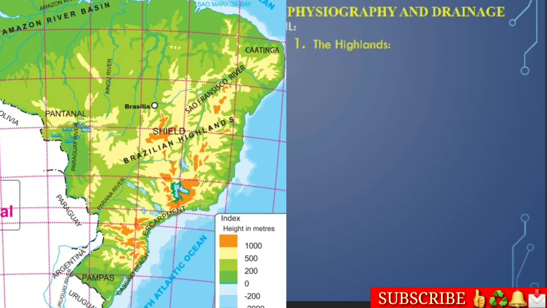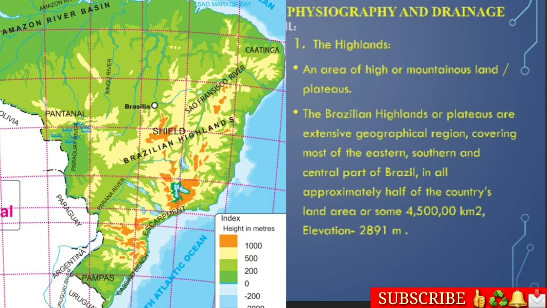First of all, let's learn the highlands. See, students, it is an area of high and mountainous land plateaus. Okay, what do you mean by highland, students? So, highland is an area of high or mountainous land plateaus. Students, these highlands are not too much high as we have in India high mountains, but these are not too much high lands or mountains, we can say.